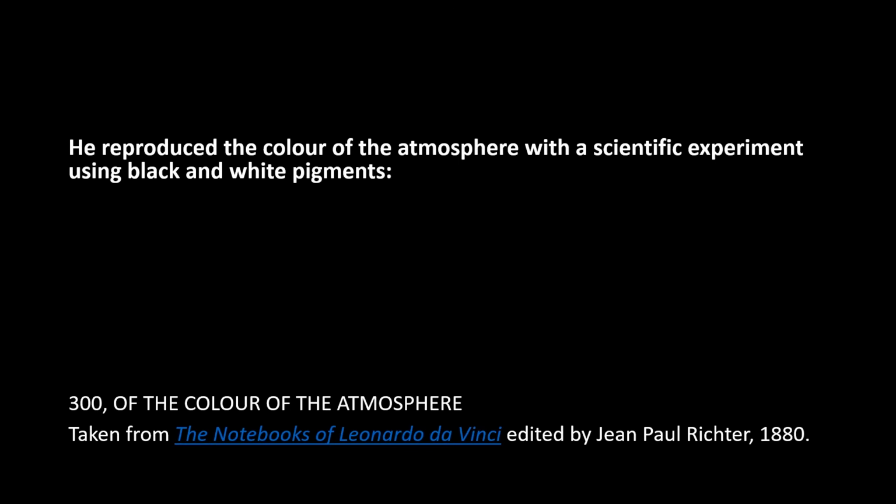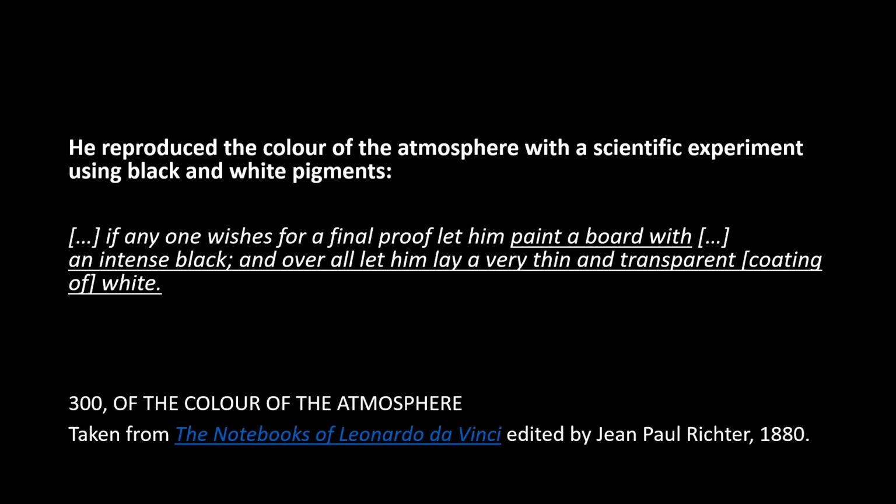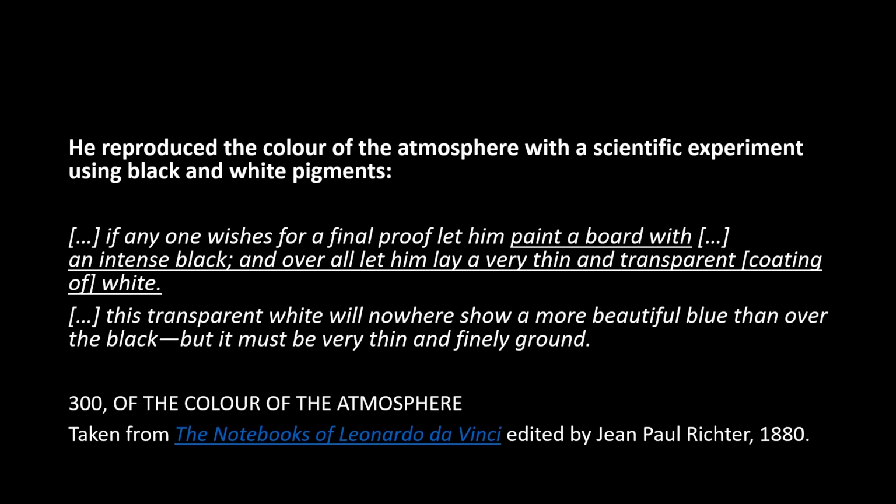So he's saying that if you want a proof of where this blue is coming from, and also proof that the atmosphere actually has no color, you paint a board with very black paint, and on top of it you put a very thin layer of white paint. If you do that, this white paint will become bluish, and nowhere will it be more blue than on top of a black paint. But for this, the pigment, the white paint, must be made of pigment that is very, very finely ground.